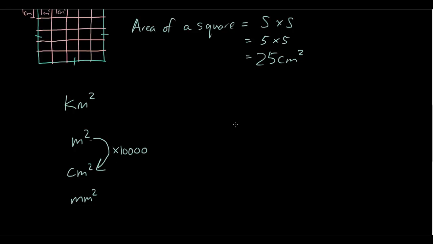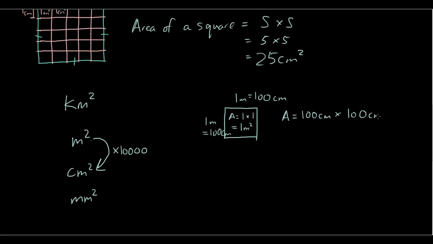Now you might ask, well, why is that? Well, let's use finding the area of a square as an example. If I have a square that is 1 meter on each side, then the area will be 1 times 1, which will be 1 meter squared. Now 1 meter is equal to 100 centimeters. So this same square has an area of 100 centimeters times 100 centimeters, which is 10,000 centimeters squared. So 1 meter squared is the same thing as 10,000 centimeters squared, using the analogy of finding the area of a square.